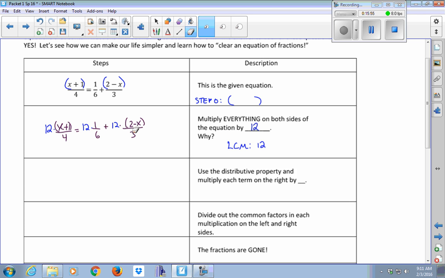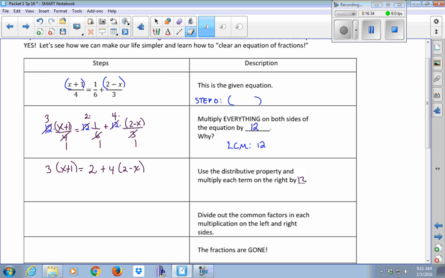And now I use my distributive property and I multiply each term on the right by 12 and on the left by 12. Okay, so 12 times 1/6 becomes a 2. The way you can see that is either multiply 12 times 1 and divide it by 6, or just reduce it before you even start. 2 times 1 is 2. 3 goes into 3 once, 3 goes into 12 4 times. So you get 4 times (2 minus x). So that's my right side. My left side, the 4 cancels into the 12 3 times, and you get 3 times (x plus 1).